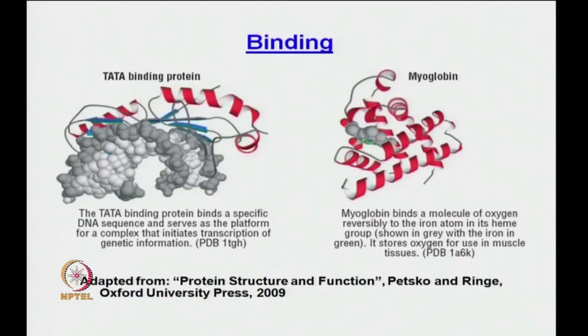So, what about binding then? Well, here are two examples. The first one is a TATA binding protein. Now, this protein you can see, so this is the protein and this is a DNA sequence at the bottom part. If you follow the arrow, this protein recognizes a specific DNA sequence, or binds to a specific DNA sequence, and this serves as a platform for the initiation of transcription of genetic information.